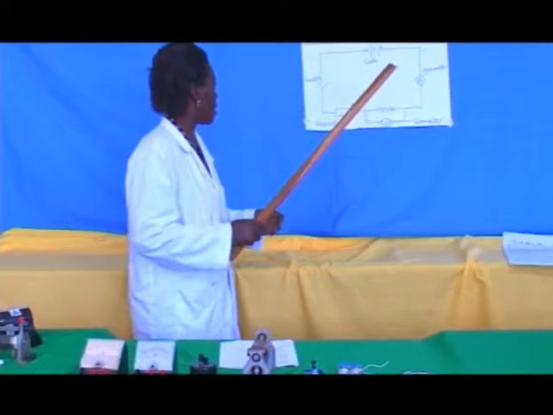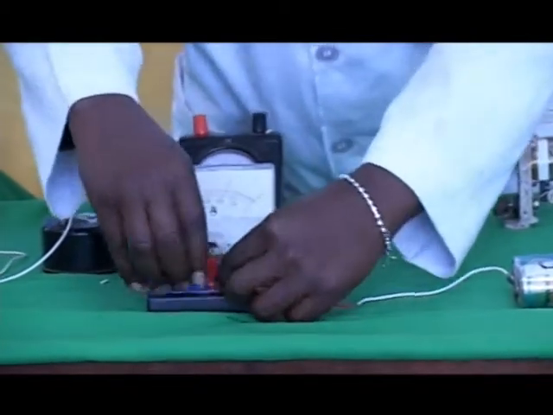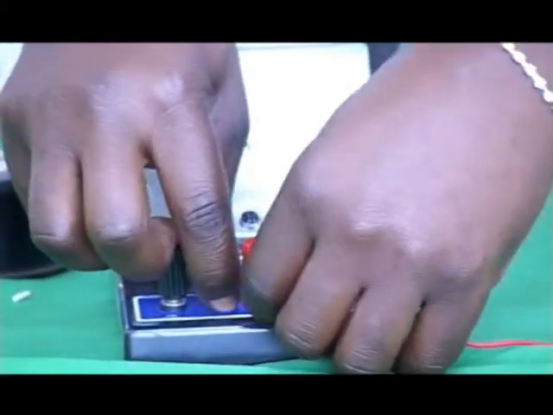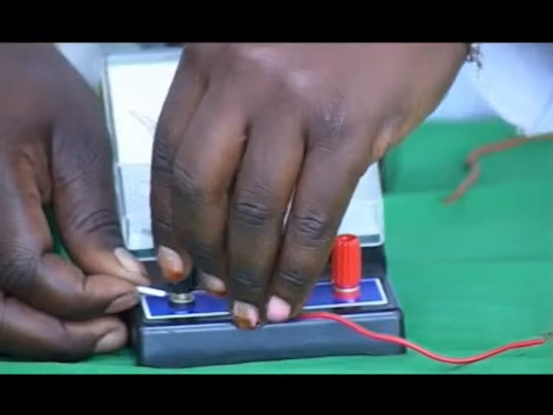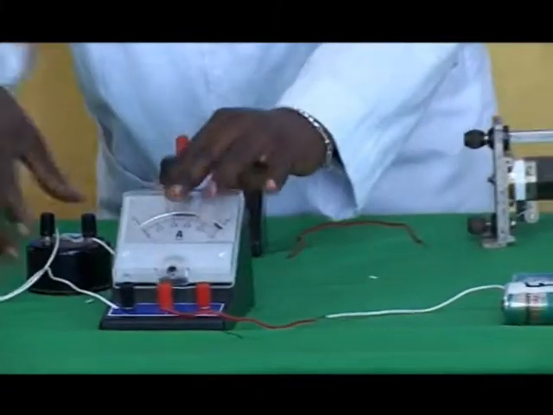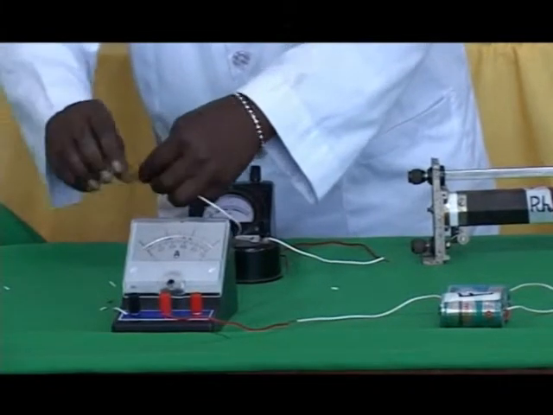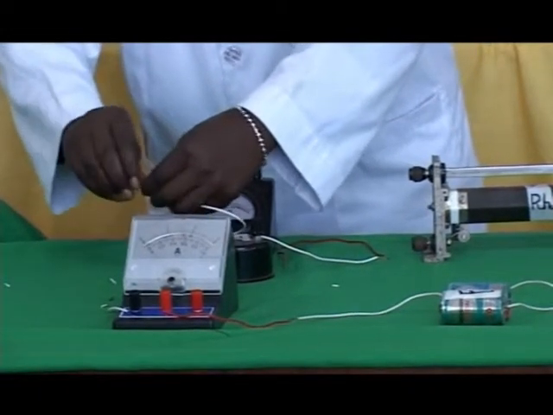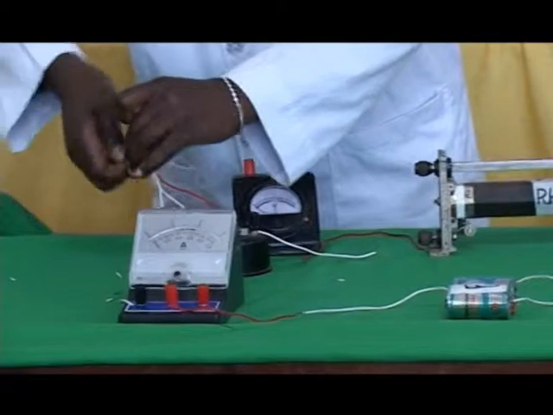Procedure: connect the devices as shown in the circuit diagram on the board. Connect the positive terminal of the cell to the positive terminal of the ammeter. Then from the negative terminal of the ammeter, because this is a series connection with the battery, go to a resistor, which is our conductor, whereby this resistor is connected in parallel with a voltmeter.